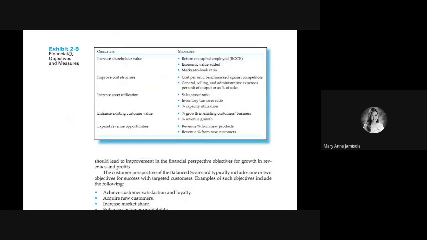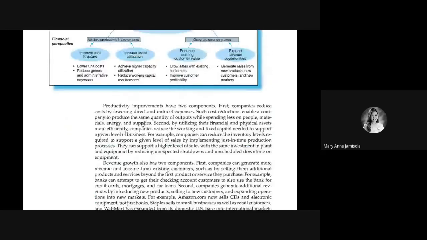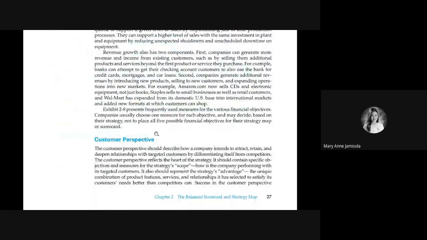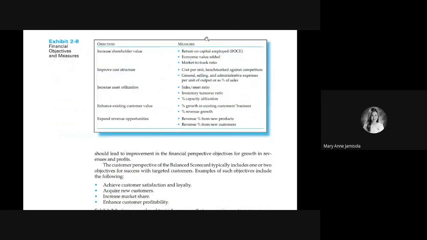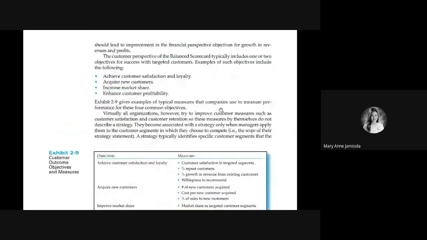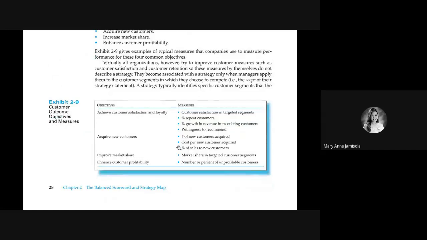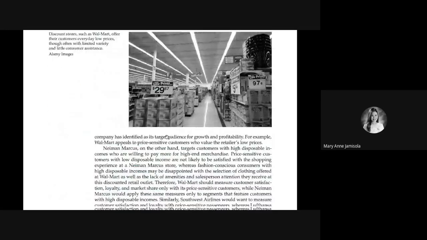Okay, so this is exhibit 2-8. This is actually 2-7, same as 2-7, but with their measurements. So how do we measure these objectives? And then for customer outcome, we have here the following objectives and then the measures. This is only a matter of reading.